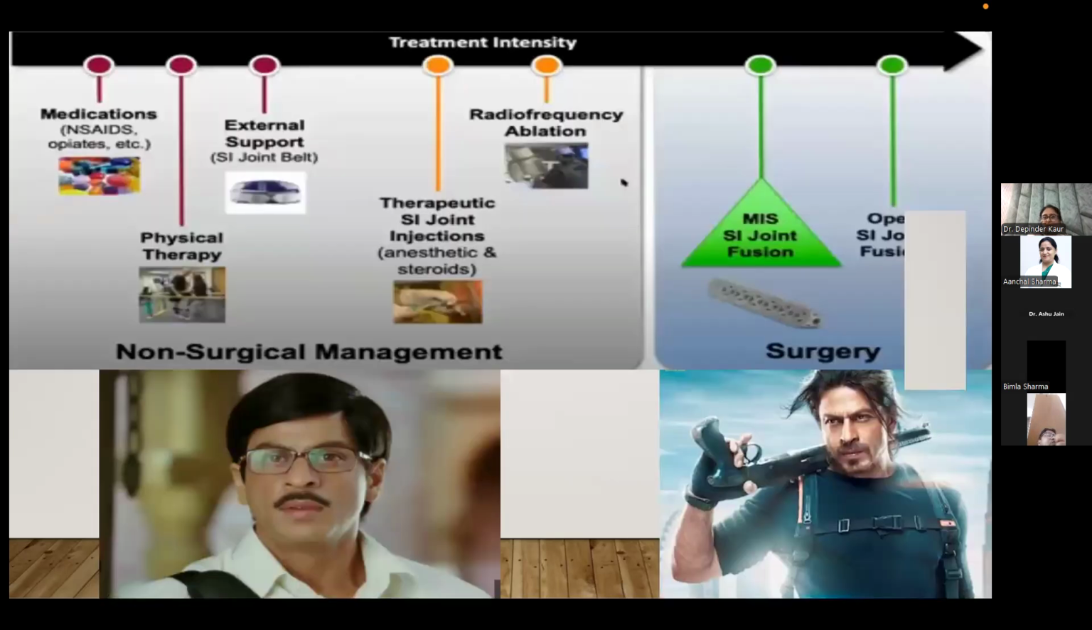Now coming to the treatment part. Actually there should be a sequential escalation of treatment from non-surgical or conservative care to surgical management. It should always start with pain relieving medication in the form of NSAIDs. You can start topical medication as well. Then at the same time, you can help your patient with SI joint belts or physical therapy. And then come the therapeutic SI joint injections. Then comes the intervention part in the form of injections, radiofrequency ablation, or minimally invasive surgery.